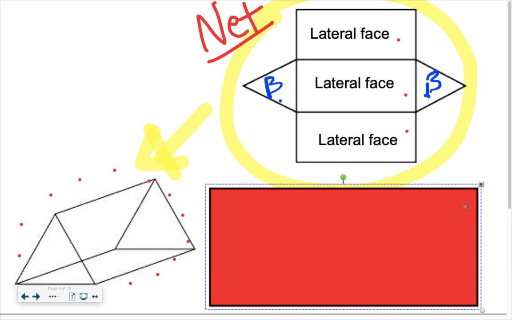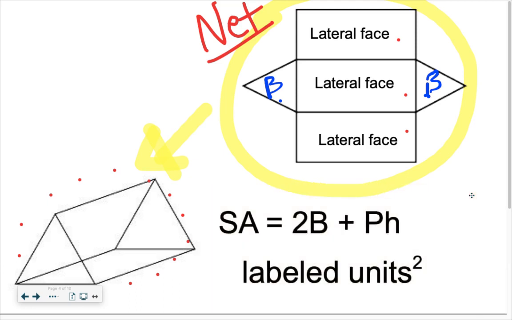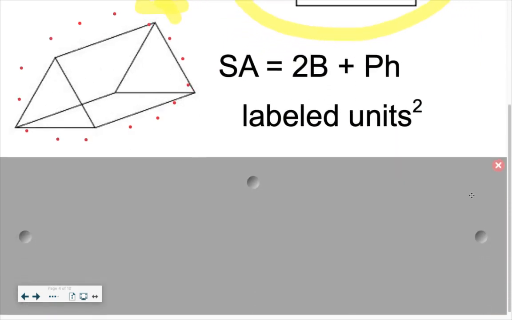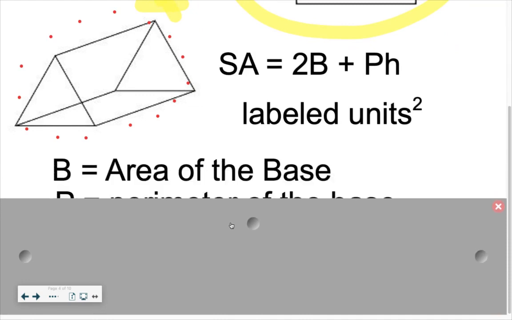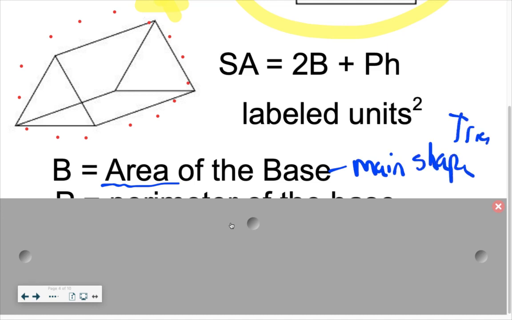For us, we're going to take a look as well at the formula. Because it's a prism, it's the same formula. So when we talk about this, like we saw in our previous lesson, the big B is not just base. Please underline area of the base. Area of the base, again, the base is the main shape, which, if you want to make a note, today that main shape is going to be a triangle. It's not always how it works, but that's how it works here.